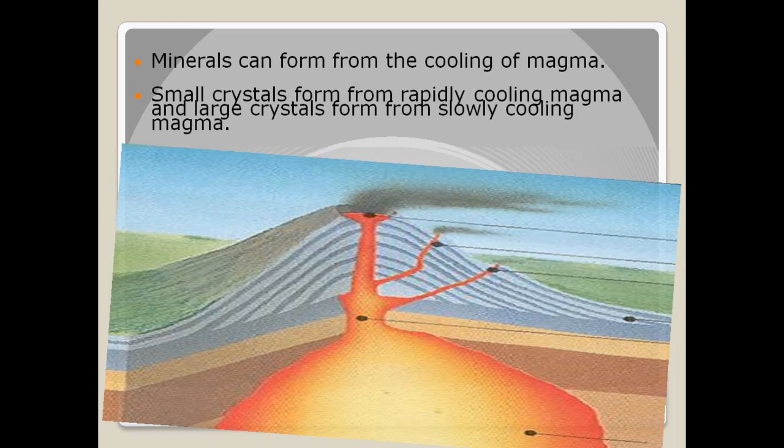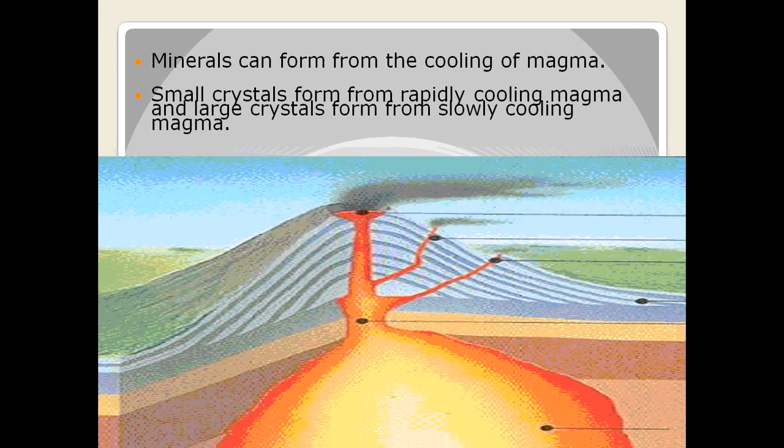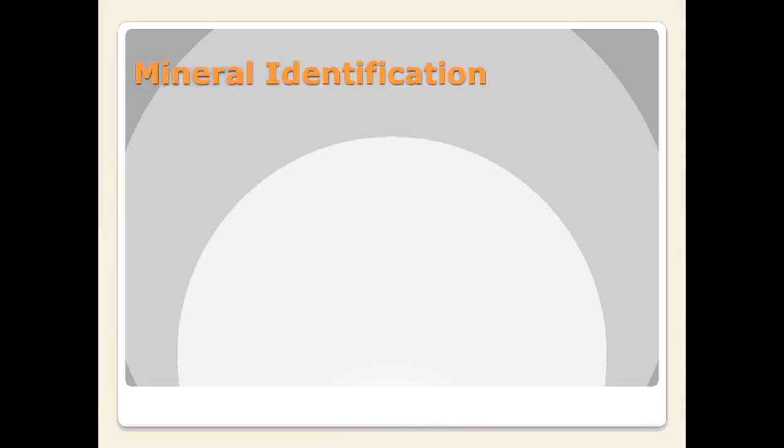Now, minerals can form from the cooling of magma. Now, magma is usually found in the underground part of volcanoes, and small crystals form from rapidly cooling magma, whereas the larger crystals generally form from slowly cooling magma. So that's part of how they're formed.